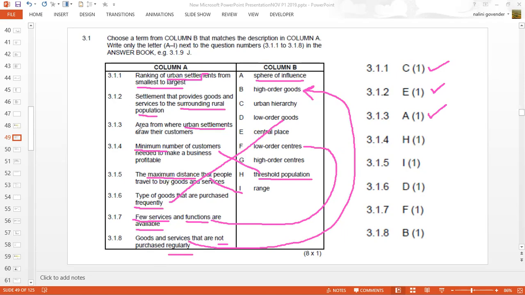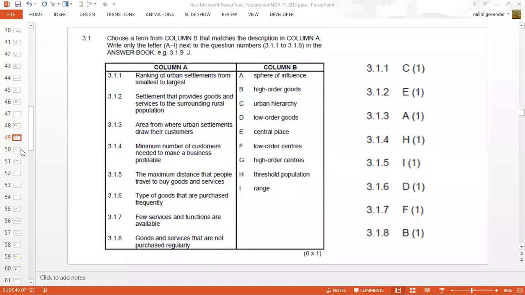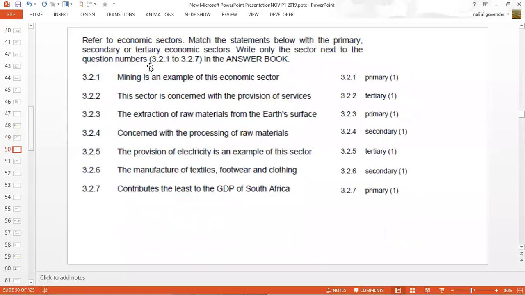So question number 3.1 talks about important concepts. And it's important that we're able to understand each of these concepts, right? Let's keep moving on to our next question, and we're now going to question number 3.2. Now 3.2 is talking about, again, concepts.